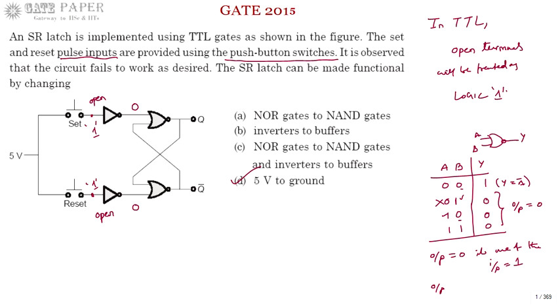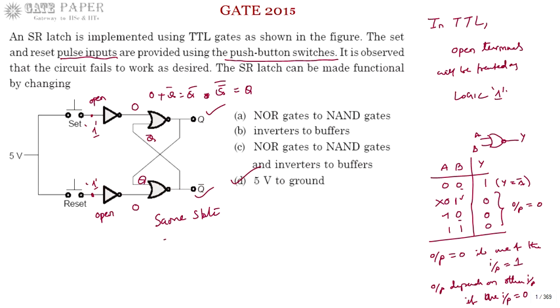So the output depends on the other input if one input is at logic 0, remember this one. If the input is 0, it definitely depends on the other input. The other input is nothing but q bar. So 0 plus q bar is q bar, and q bar whole bar is nothing but q only. So 0 plus q bar is q bar, and q bar whole bar is the output, so it will be q only. Similarly here, q plus 0 is q, whole bar is nothing but q bar.